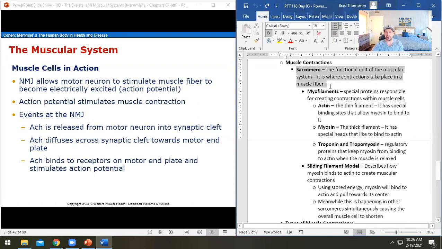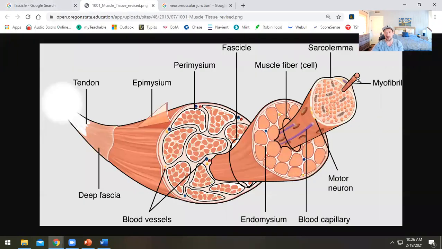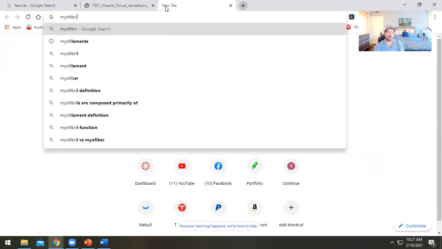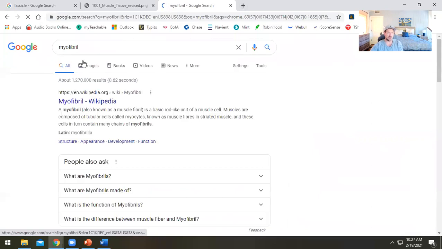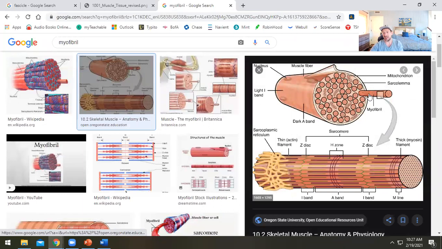So let's take a look inside of an individual muscle fiber, right? I did mention you've got these little myofibrils here, these little contractile proteins inside of each individual muscle cell. So when we look at a myofibril, you can see it looks something kind of like this, right?